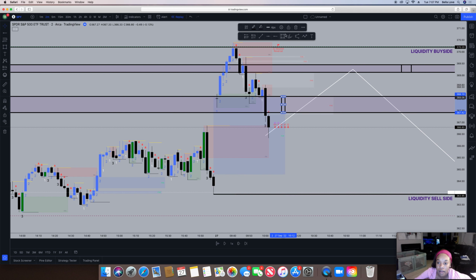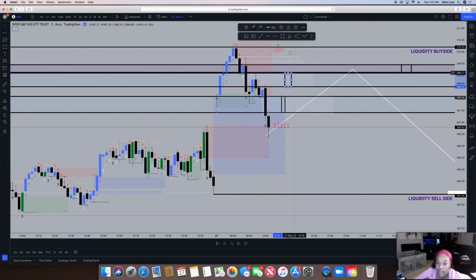So I'm going to make the fair value gaps on the 2-minute chart pink. Yeah, I don't like that pink. I'll probably make it blue. Alright, I made it blue. So I kind of want to see all of that get taken out, and if possible, I want to see it go as high as 369.